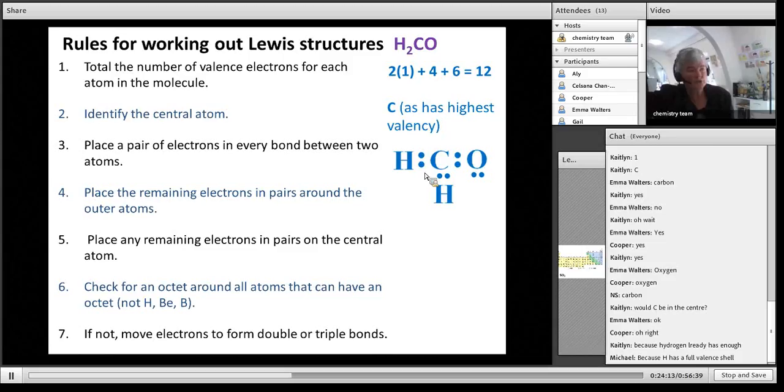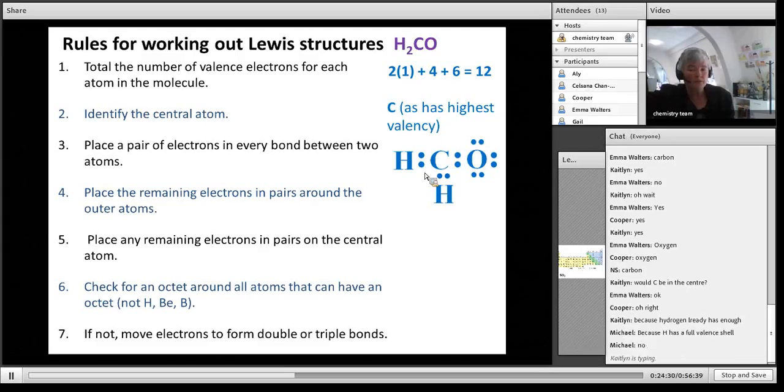So we go 2, 4, 6, and plus the bonding pair between carbon and oxygen, it's now got an octet. Do we have any electrons left that we need to still put somewhere? Or have we used up all 12? Correct. We don't have any left. We've used up all 12. So we've done step 4, we've done step 5, now we're on step 6.